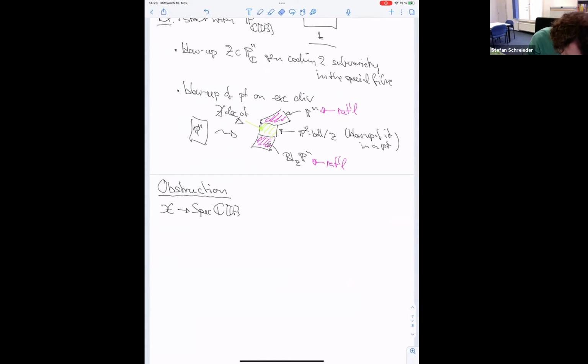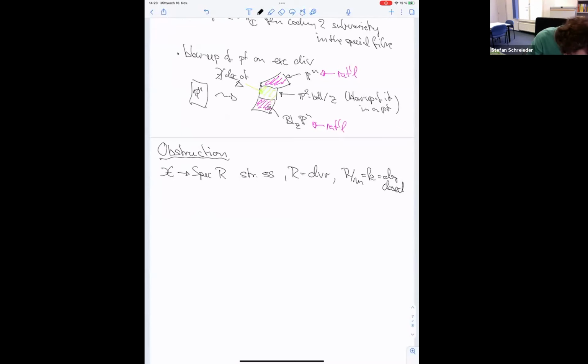Okay, no, this is already a bad start. So this is strictly semi-stable, but R is an arbitrary DVR with residue field little k algebraically closed. That's the setup. Okay, and then we look at a map.